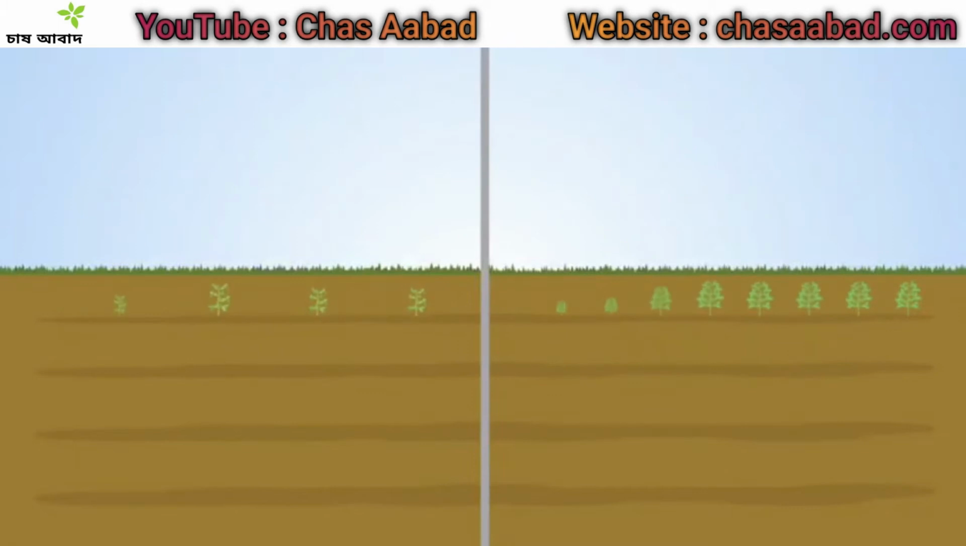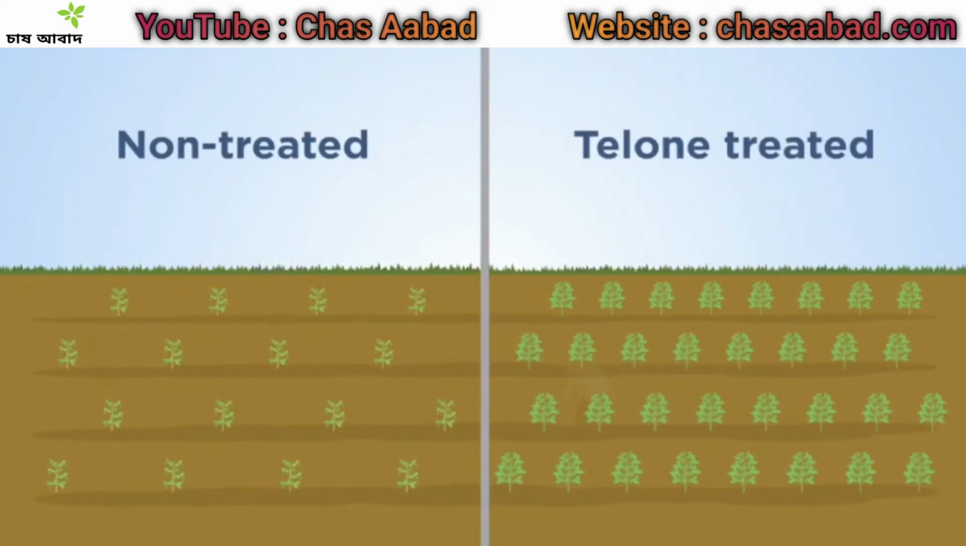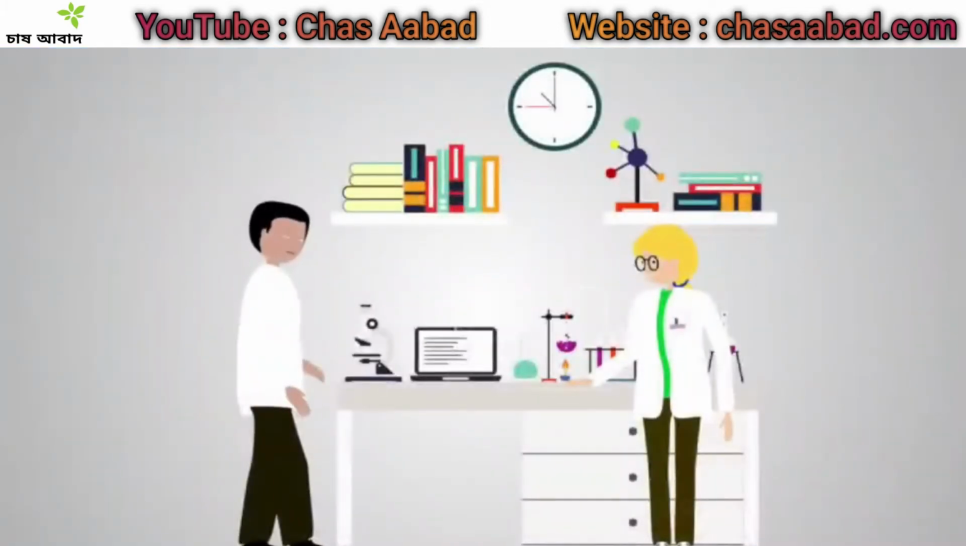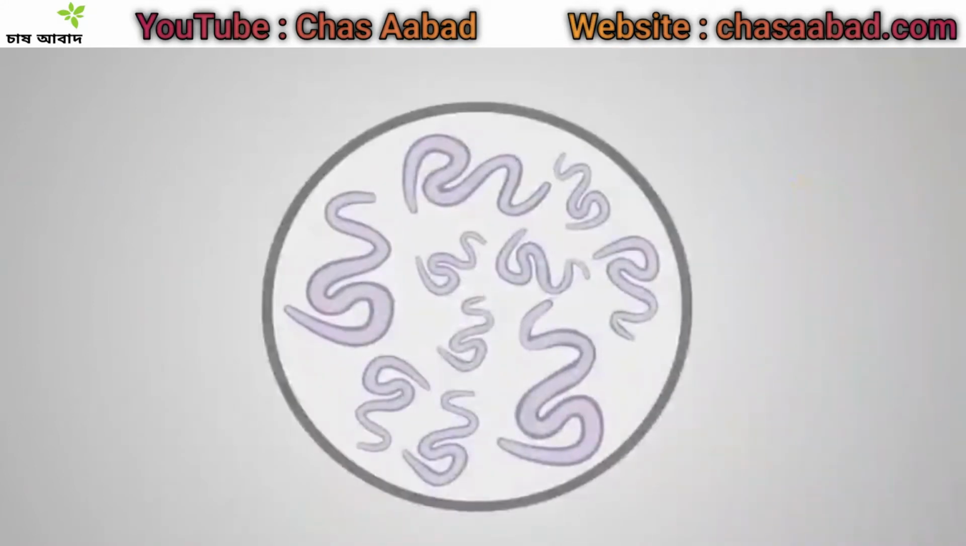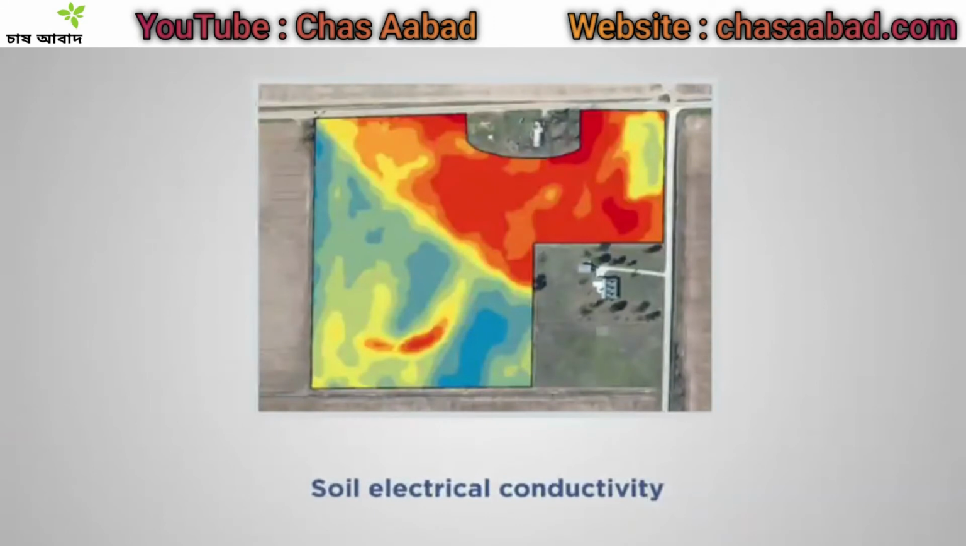A study was conducted in the southern U.S. comparing strips of soybean, either non-treated or Telone-treated, with or without a seed-applied nematicide. Using two different nematicides enabled the team to determine their relative effectiveness. Electrical conductivity was used to create soil texture maps.